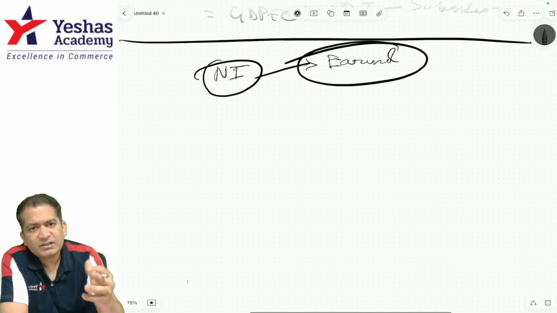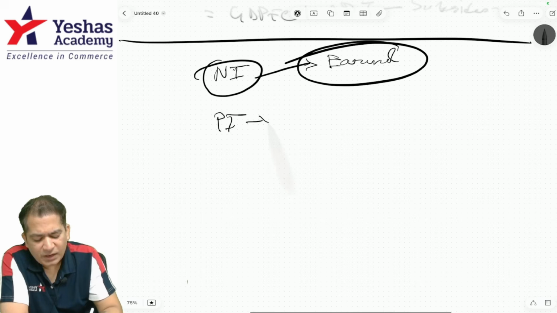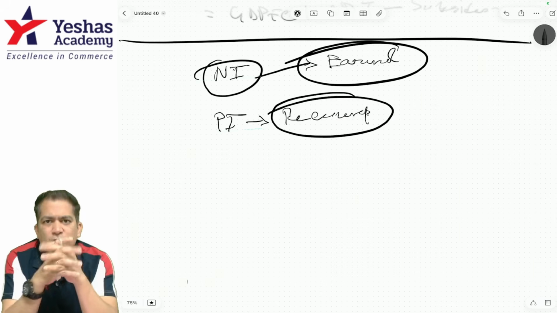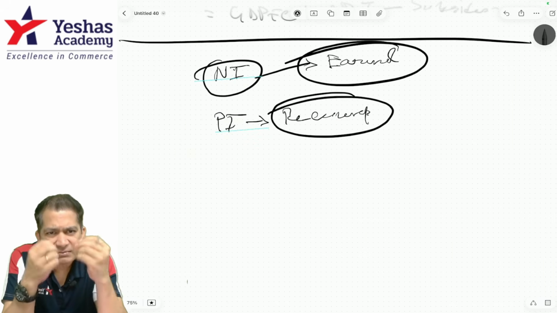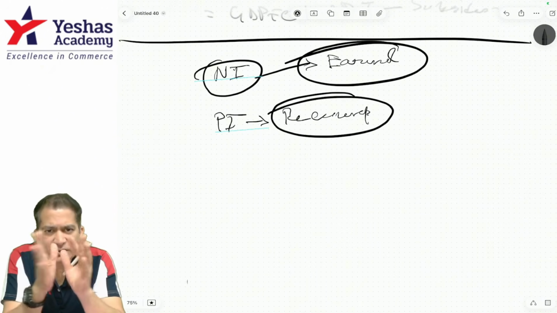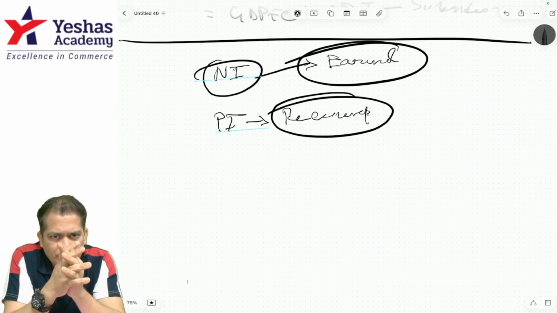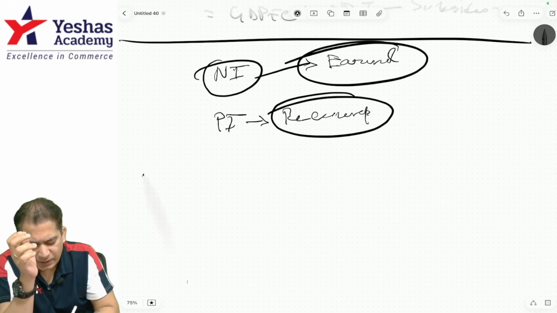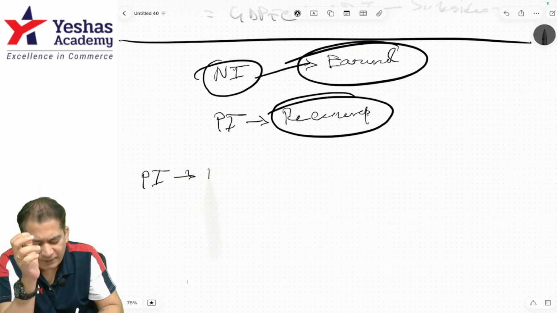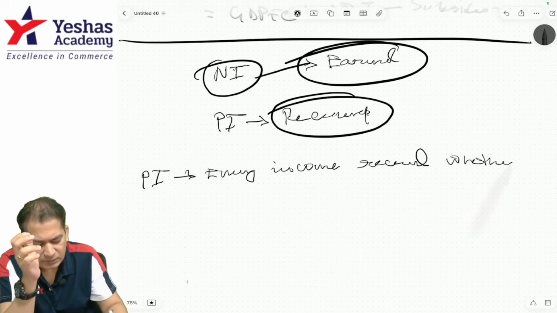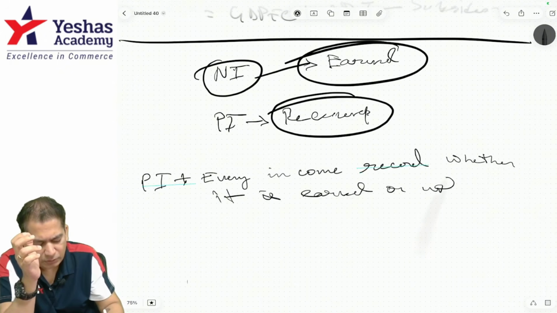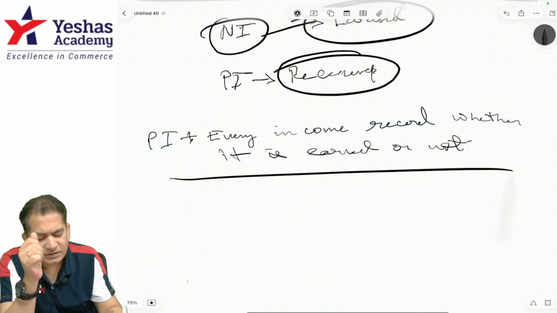So what is the difference between receipt? In the case of personal income, our focus will be on the receipt, whether earned or not. So any income that you receive, it doesn't matter how you have received it, it is your personal income, whether you have earned it or not. So when I say personal income, I will include every income received, whether it is earned or not.